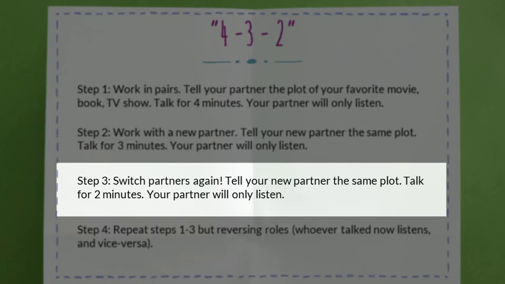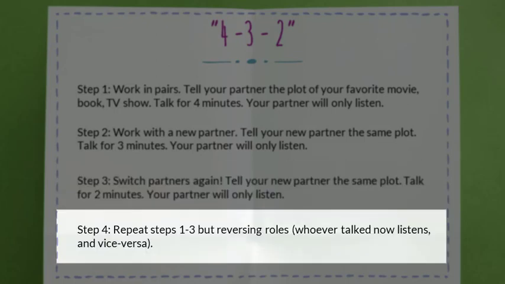They tell the exact same thing to their new partner, but now they only have 2 minutes to talk, and their partner only listens. After all of that is done, you repeat steps 1, 2, and 3, but reversing roles. So whoever talked now listens and vice versa.